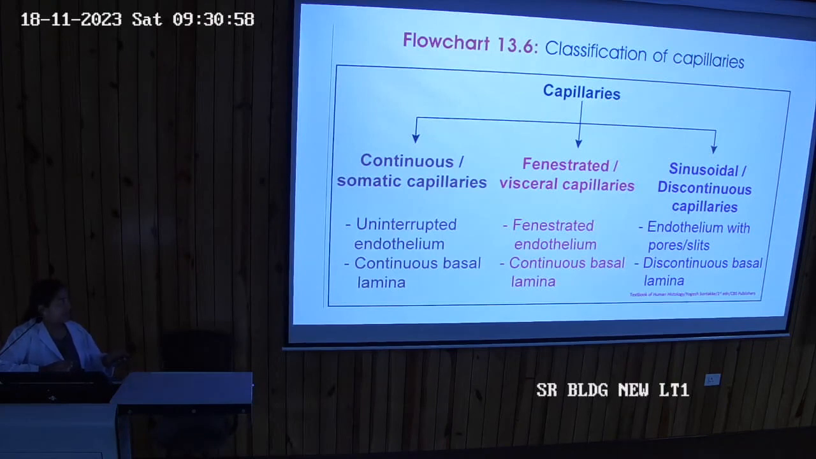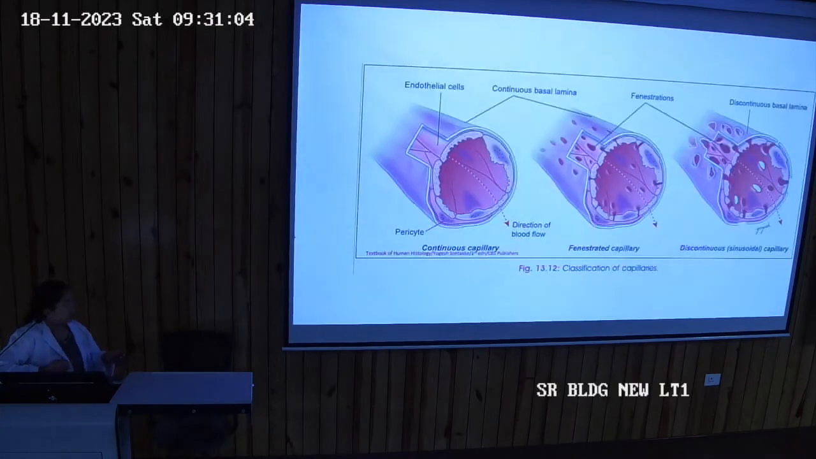In sinusoids, both the endothelium and the basal lamina have breaks. Now I'll show you the picture. Here in this picture, first you can see the endothelium is continuous, no break is visible. And if you compare it with the fenestration, here you can see the breaks in the cross section. These are the breaks, and this is the fenestration.